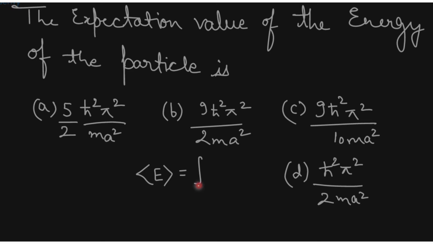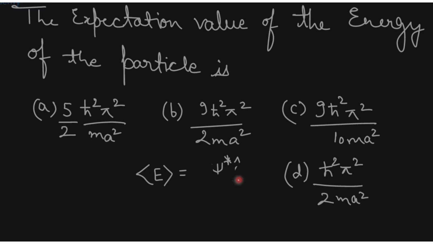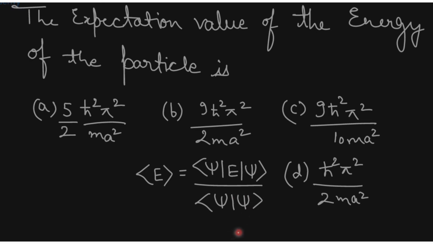One is that the expectation value will be equal to the integral from minus infinity to infinity, since no restriction is given, so take the complete range, of psi star, energy operator, psi d tau, upon the integral from minus infinity to infinity of psi star psi d tau. Instead of writing in terms of integration, you can write this expression as psi E psi upon psi psi. Both expressions are the same. Either you can write it this way or in the integral form also.